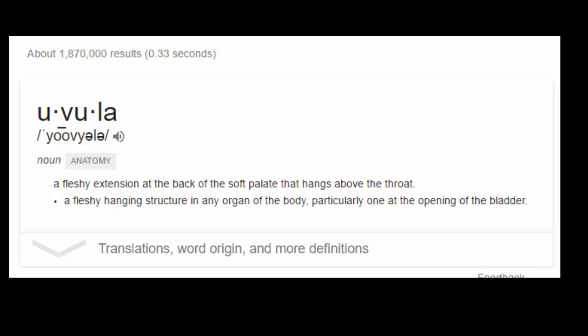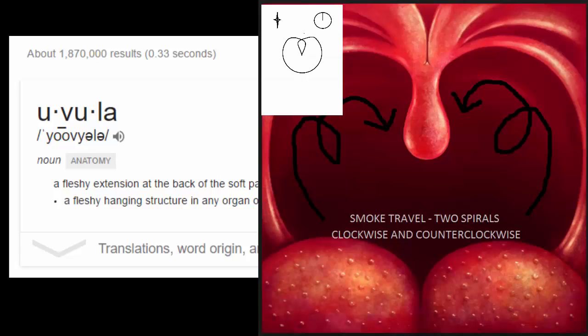So I'm going to prove how energy enters the body, and shows that evolution cannot happen. Okay, the uvula, a fleshy extension at the back of the soft palate that hangs above the throat, is a fleshy hanging structure in any organ of the body, particularly one at the opening of the bladder. So, I did an experiment. At the top right there we have my energy travel, which is a vortex, which is why you have a uvula. It is where energy is leaving your body, whether it be in your bladder or in your mouth. Energy is coming in as air and leaving as air, and it has to pass this particular object so that it turns into the mode of travel you see in the center with the heart shape.